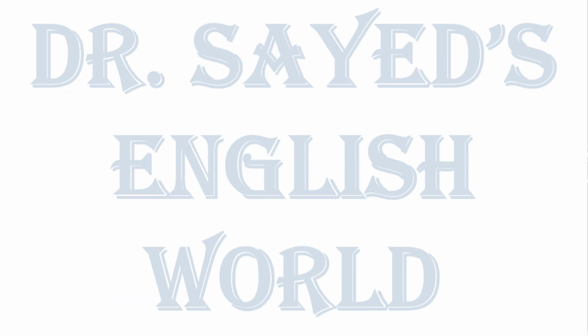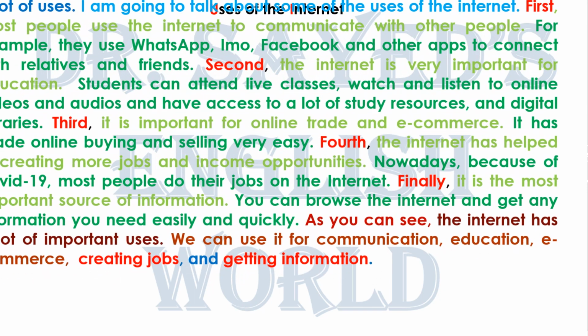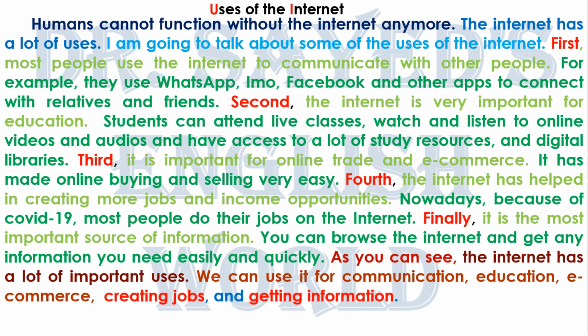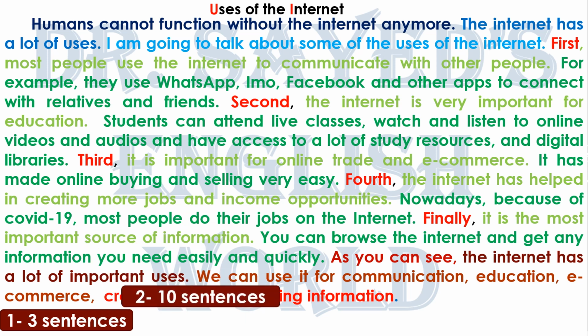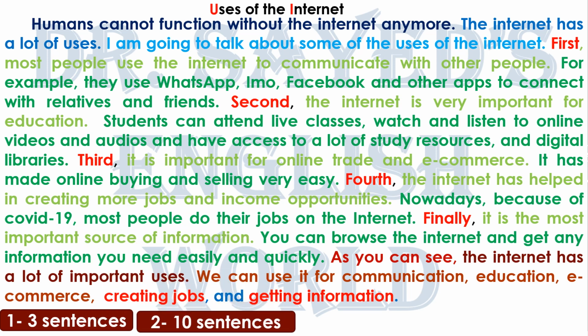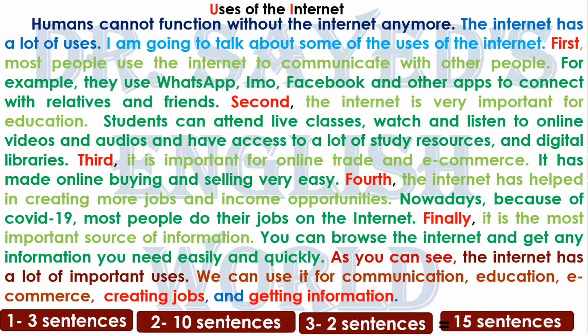Okay, let's now have a look at the paragraph after being made longer. So this is the whole paragraph consisting of 15 sentences instead of only 9. So part 1, which consists of 2 sentences, now consists of 3 sentences. Part 2, which consisted of 6 sentences, now consists of 10 sentences. Part 3, which consisted of only 1 sentence, now consists of 2 sentences. So we have a total of 15 sentences.